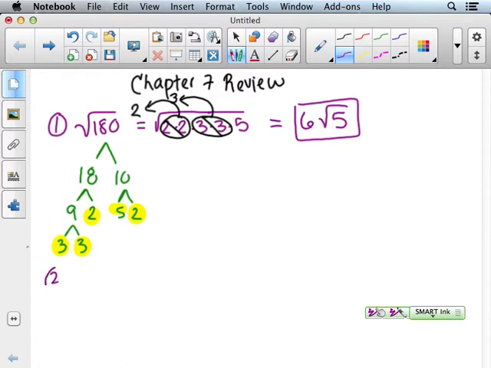Number 2 is the same idea. It's saying 3 square root 8. So I'm going to factor tree my square root 8. Makes it 4 times 2 and 2 times 2. Here are my primes down here.